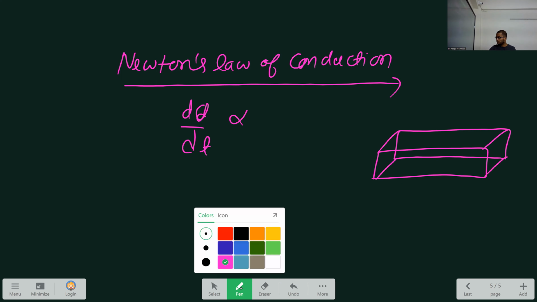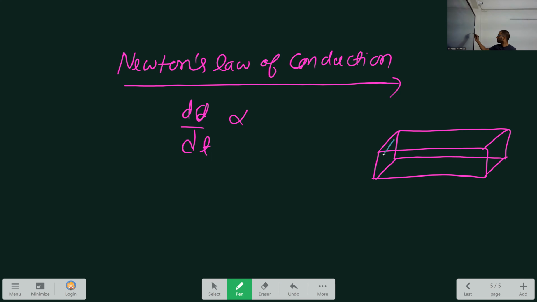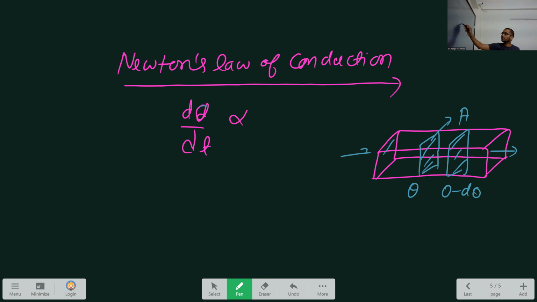Now suppose the area of the isothermal surface, or area of cross section, is A. Heat is transferred from this end to this end. Suppose the temperature is theta and this will be theta minus d theta, to define the temperature gradient. So dq by dt, the rate of heat flow, depends first on the area of the isothermal surface, that is A, and second on the temperature gradient. The higher the temperature gradient, the higher the value of the rate of heat flow.